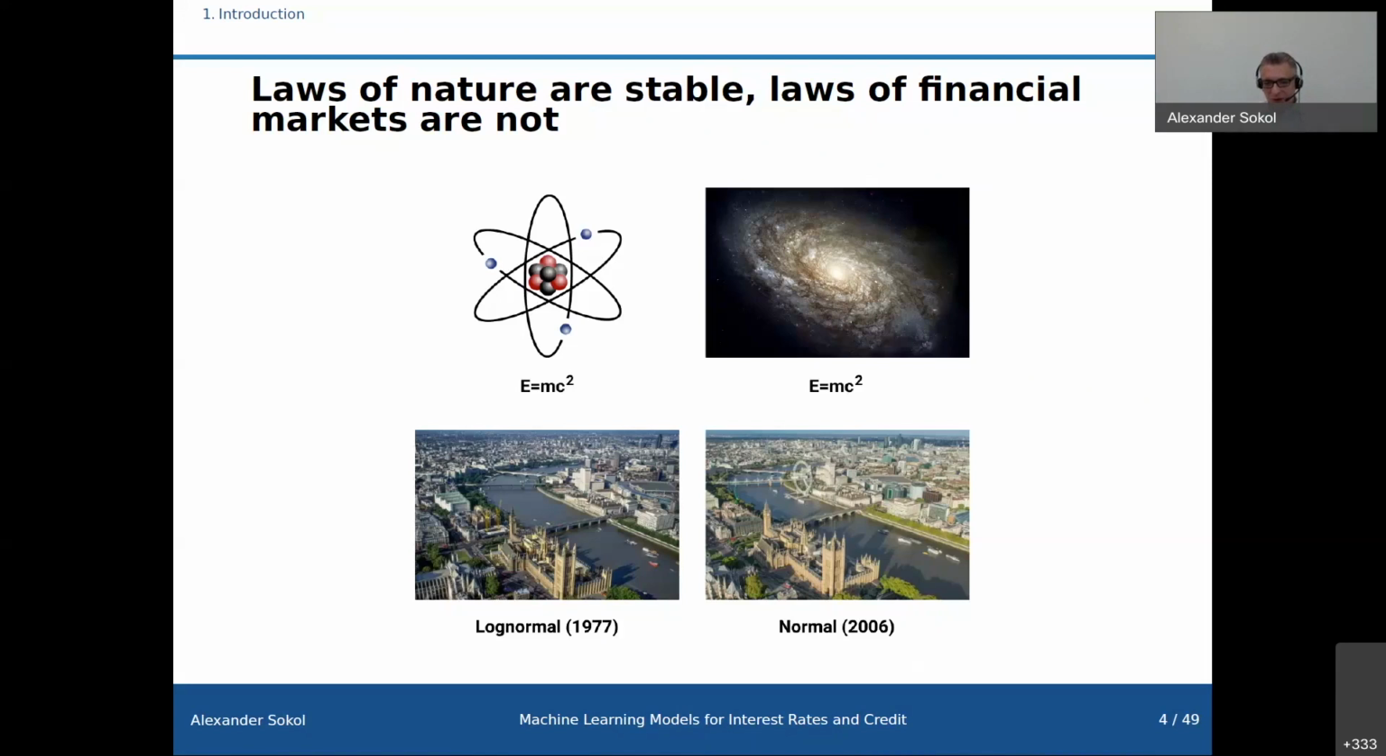Okay, now, can you spot the difference between the two pictures at the bottom? On the left is London in 1977. On the right is London in 2006, right? Not a lot of difference.